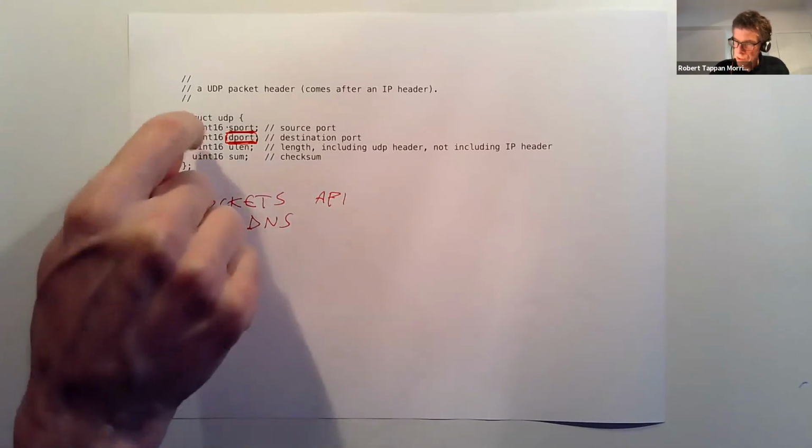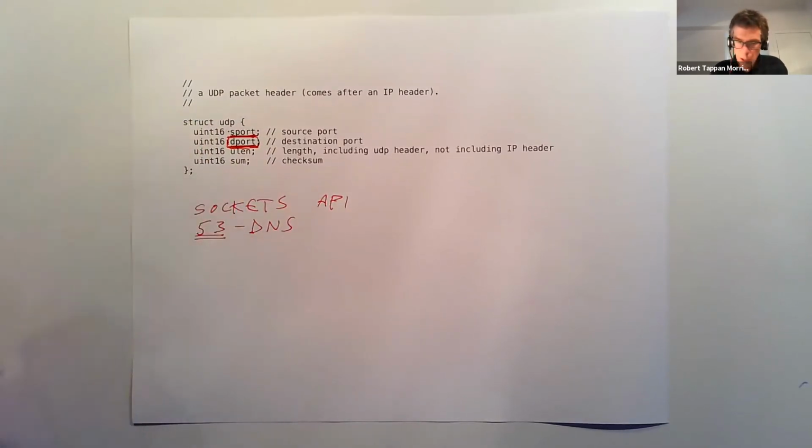Okay, so the main function here is to have these two port numbers in order to be able to hand off packets to individual applications on this machine. So feel free to ask questions.